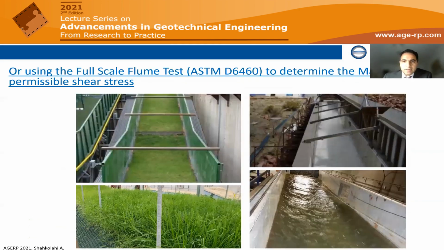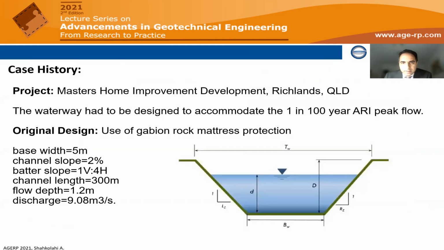So another way to calculate the allowable shear stress is the flume test that we already discussed. By this, they can determine the maximum allowable shear stress for a specific material. Now, to go to the case study, it was a project in Australia, in Queensland. There are many projects. I just chose this one because it is very interesting.